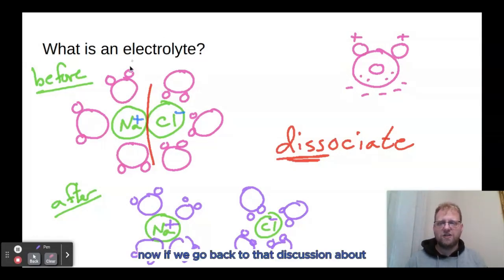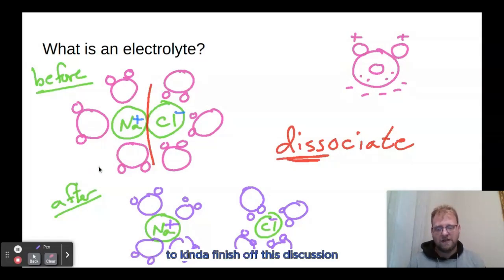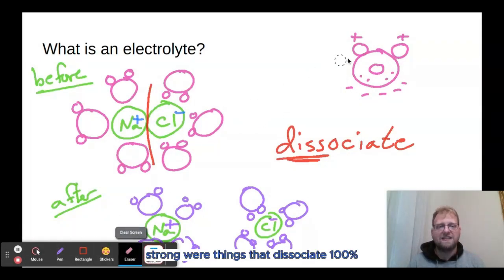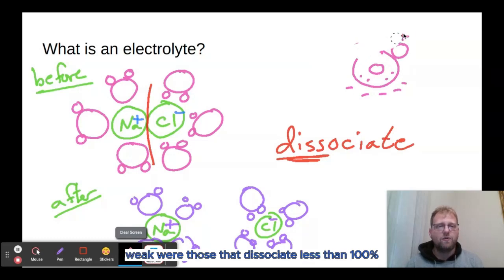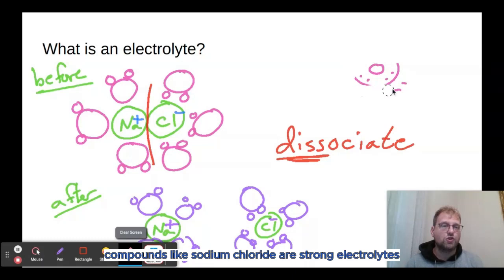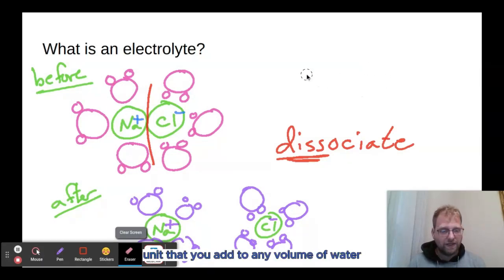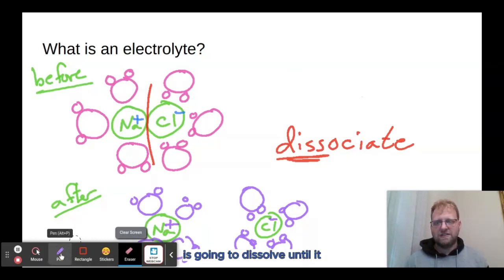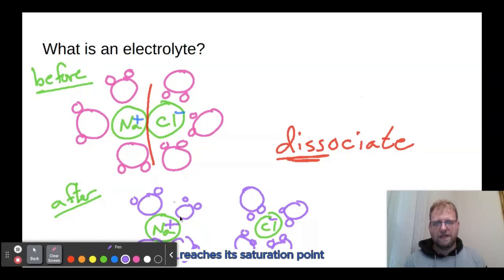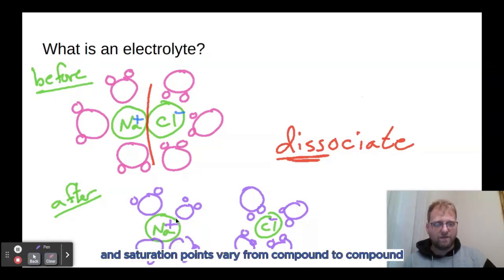Now, if we go back to that discussion about strong versus weak to kind of finish up this discussion, we might remember that we talked about strong were things that dissociate 100%. Weak were those that dissociate less than 100%. Compounds like sodium chloride are strong electrolytes. Every single sodium chloride unit that you add to any volume of water, whether that's a glass or the ocean, is going to dissolve until it reaches its saturation point. And saturation points vary from compound to compound.